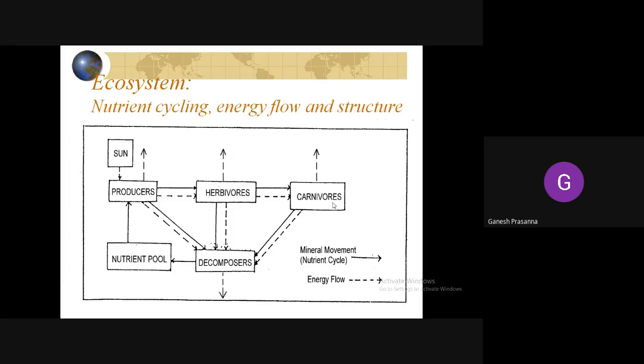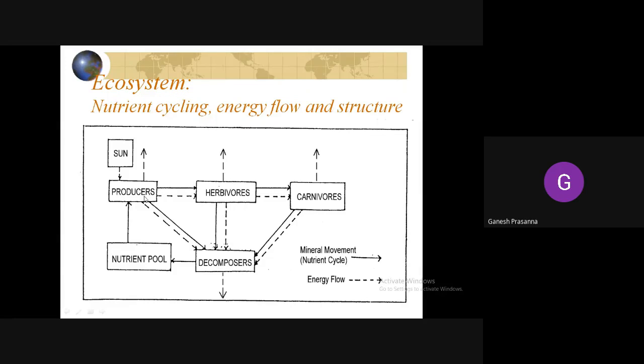Coming to the nutrient cycling, energy flow and structure, all of them in a single phase. See here, sun is the main source of energy. Using the sunlight, the producers produce the food, which are called autotrophs. Producers are being consumed by herbivores, and in turn herbivores are consumed by the carnivores. At all of them, there is some amount of heat and energy that is being liberated.